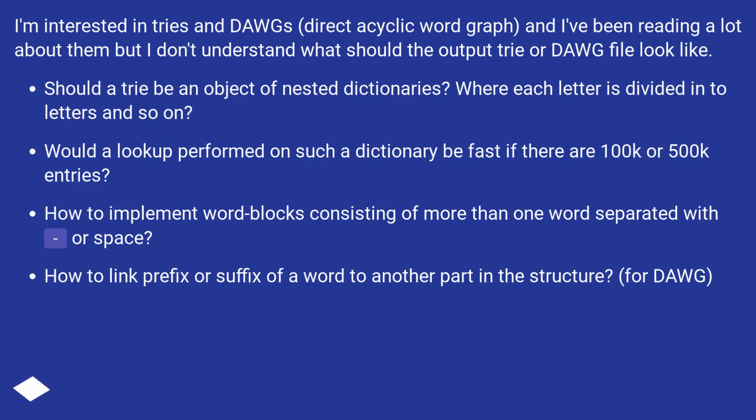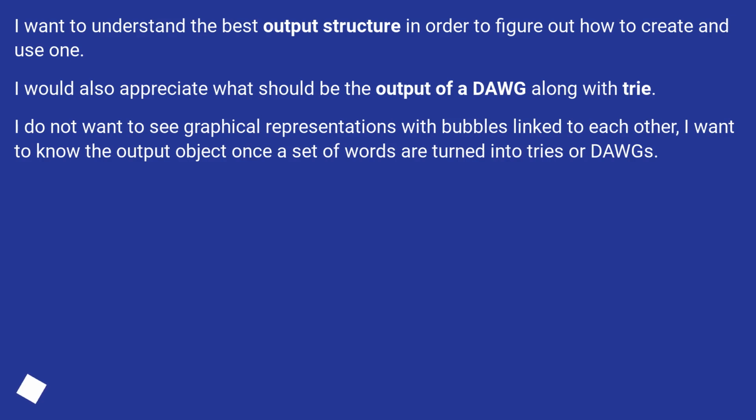How to implement word blocks consisting of more than one word separated with a comma or space? How to link the prefix or suffix of a word to another part in the structure? For DAWG, I want to understand the best output structure in order to figure out how to create and use one. I would also appreciate knowing what the output of a DAWG should be, along with a trie. I do not want to see graphical representations with bubbles linked to each other. I want to know the output object once a set of words are turned into tries or DAWGs.